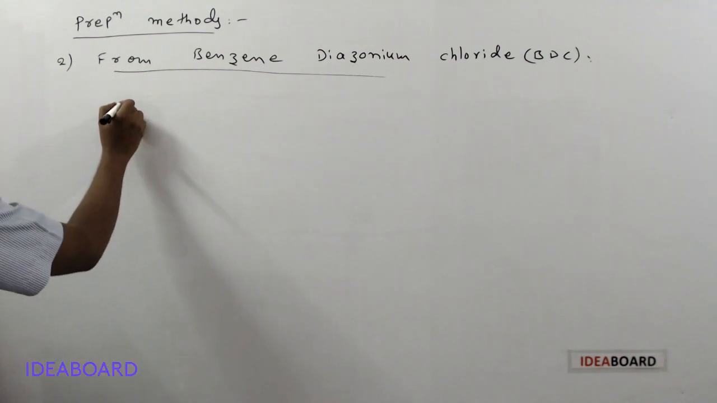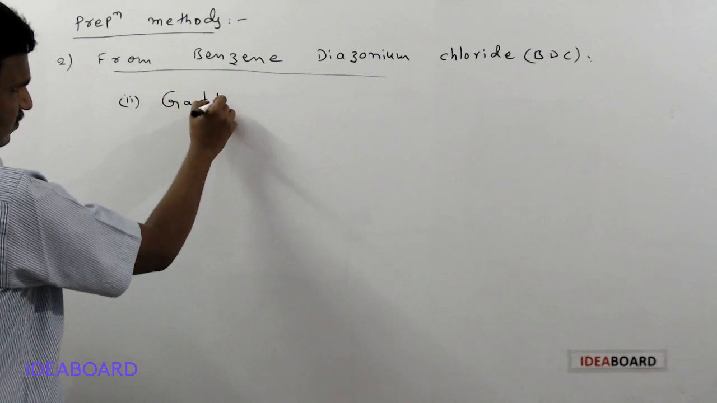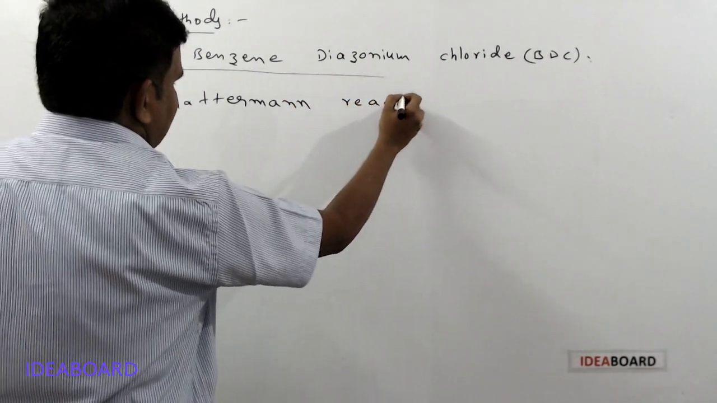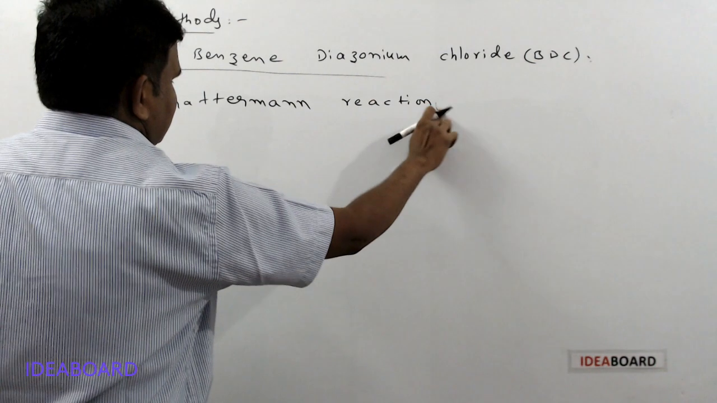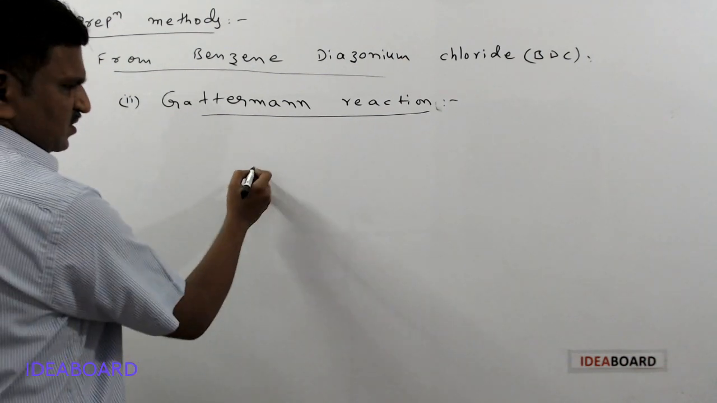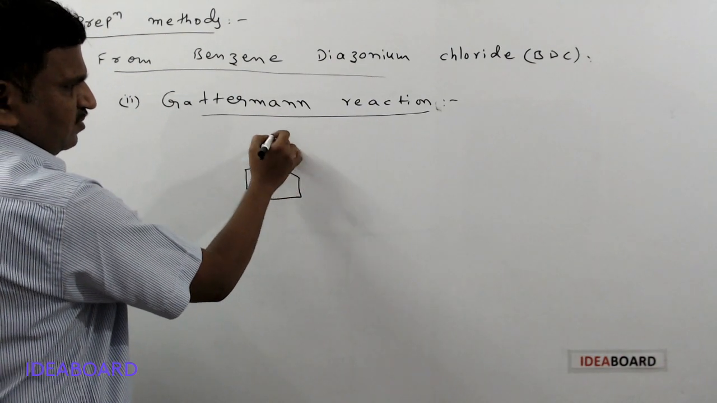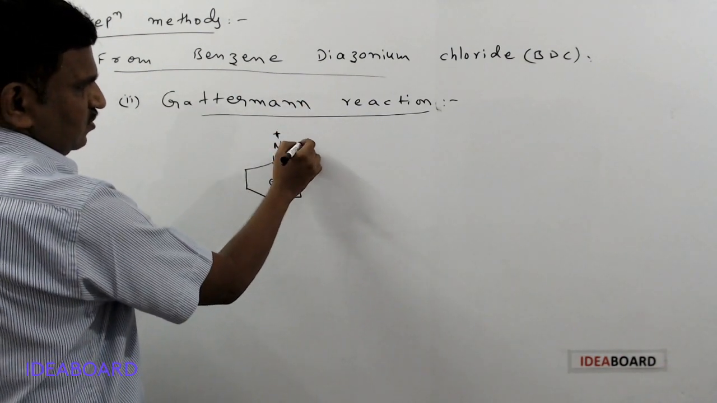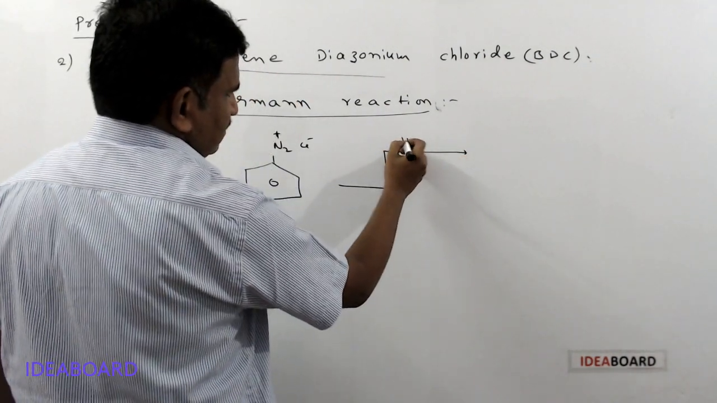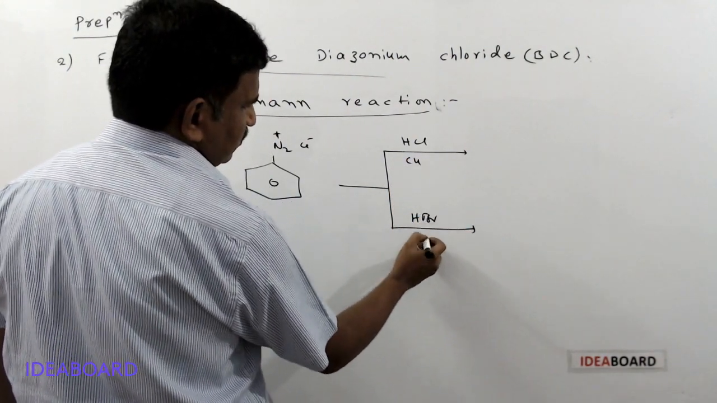Next, the second method is the Gattermann reaction. After the Sandmeyer reaction, the Gattermann reaction. The Gattermann reaction is also the same as Sandmeyer, with a slight difference. It is an advancement over Sandmeyer. Here we are taking the same benzene diazonium chloride, N2+ Cl−, and in this process we take HCl and Cu, and HBr and Cu.